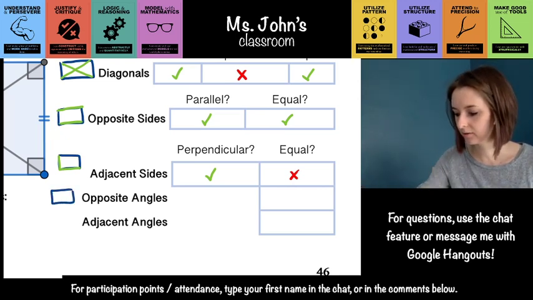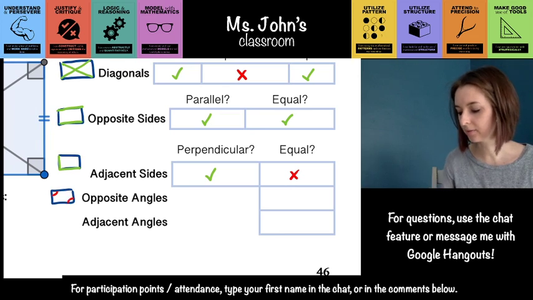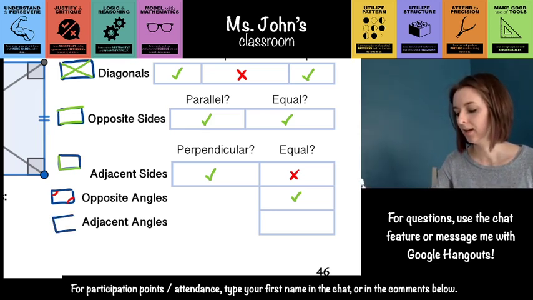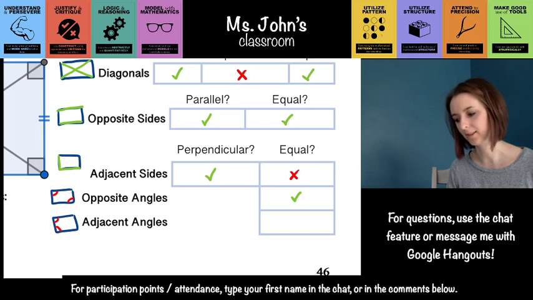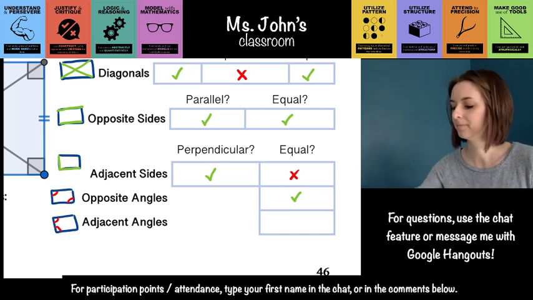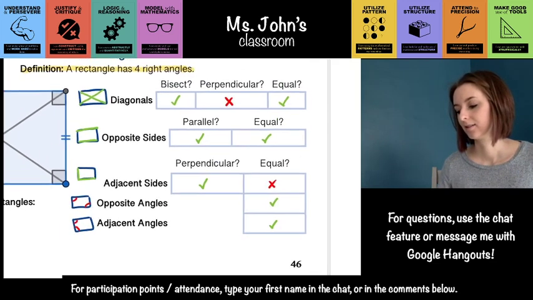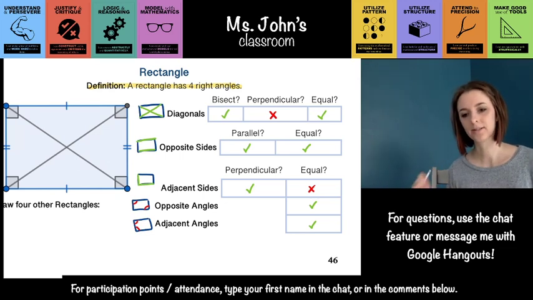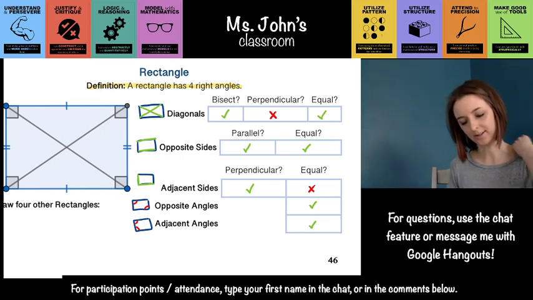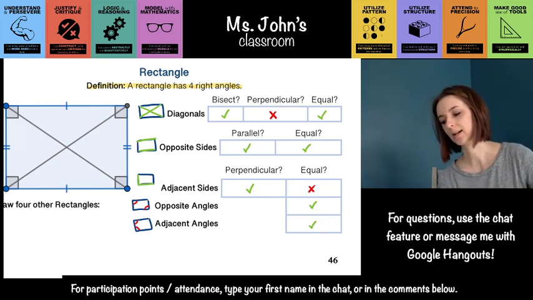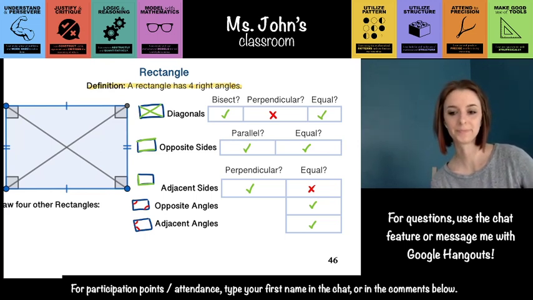And for opposite angles, meaning any pair of angles that is opposite one another, they are equal because all of the angles in a rectangle are 90 degrees. And same thing for adjacent angles, because everything in a rectangle is 90 degrees. So similar in some ways to a square, but some of those things are now not necessarily true. The diagonals are not necessarily perpendicular, and the adjacent sides are not necessarily equal.